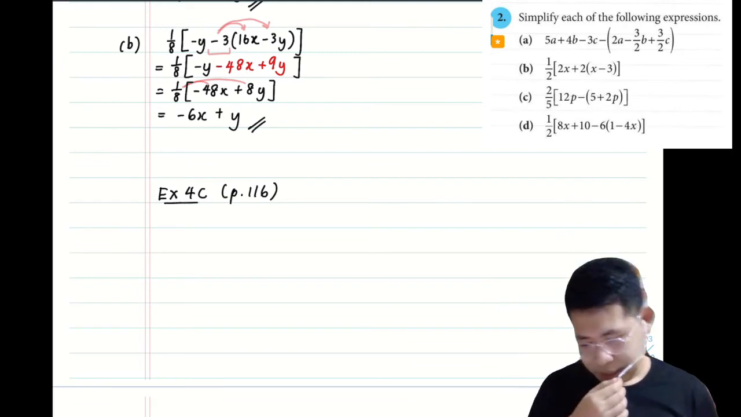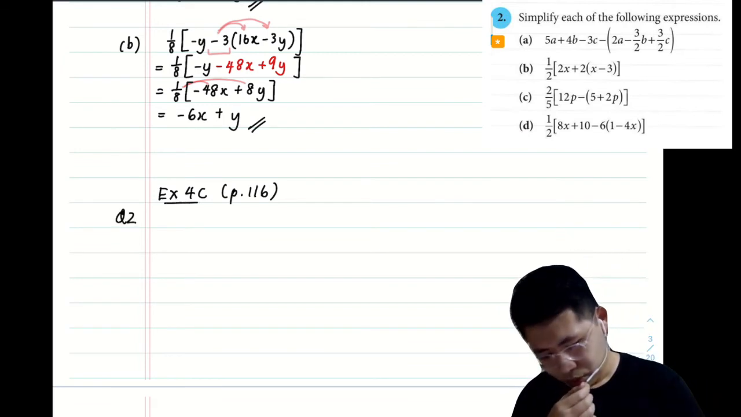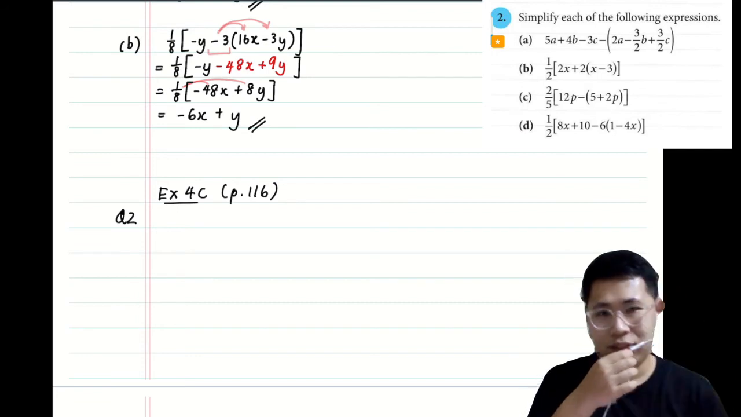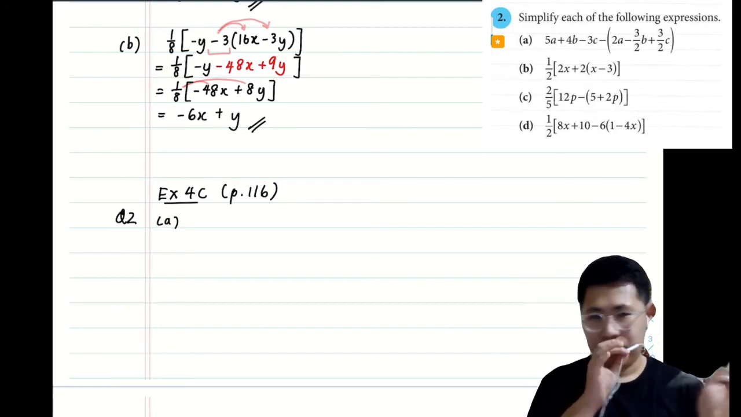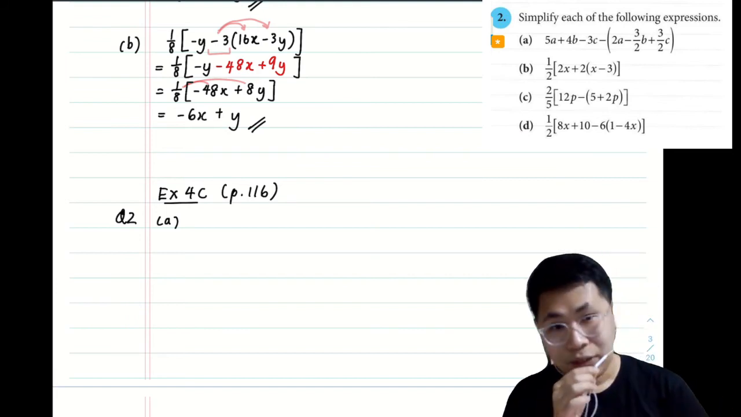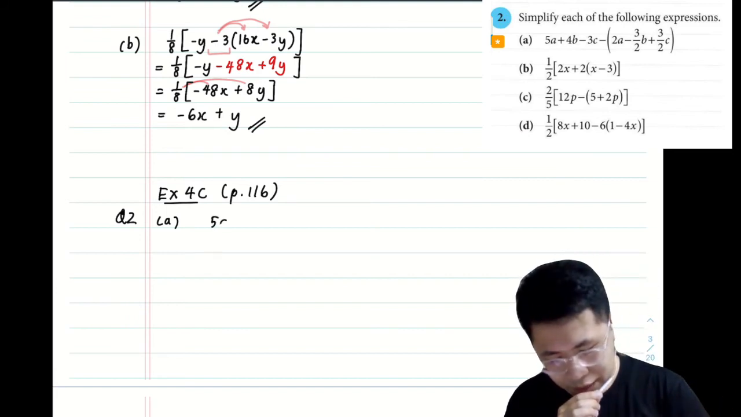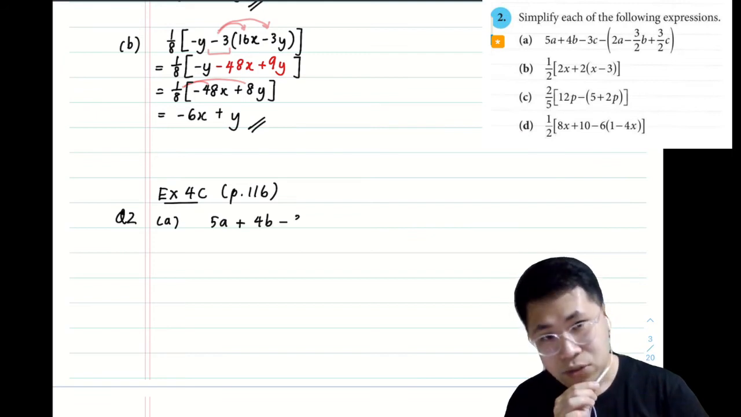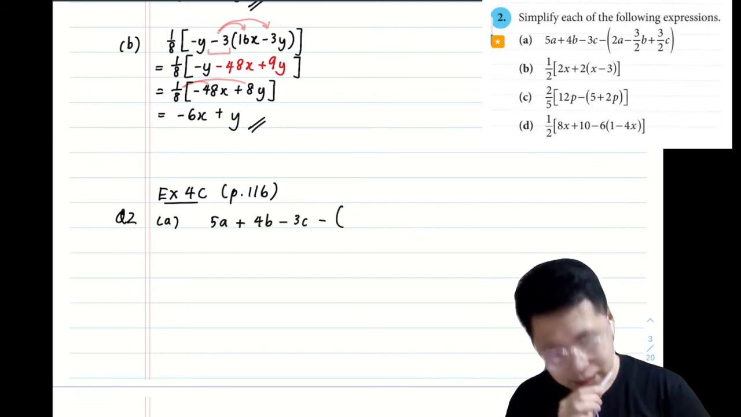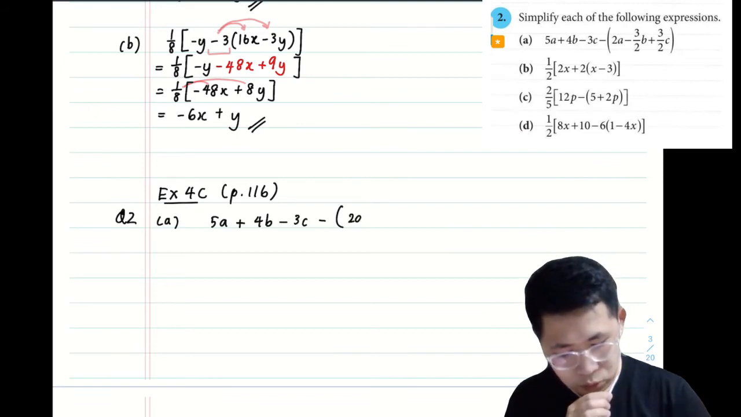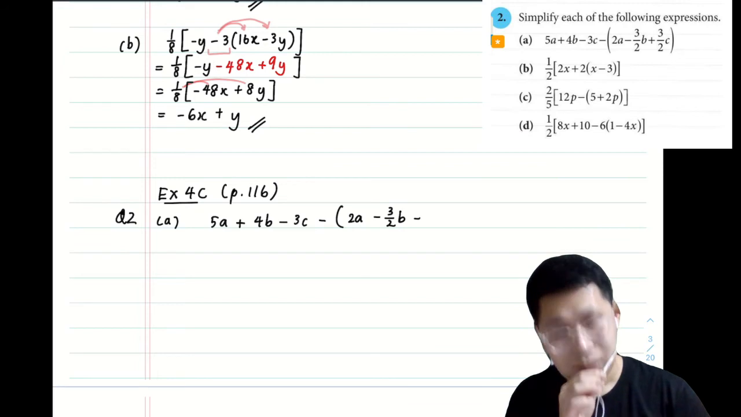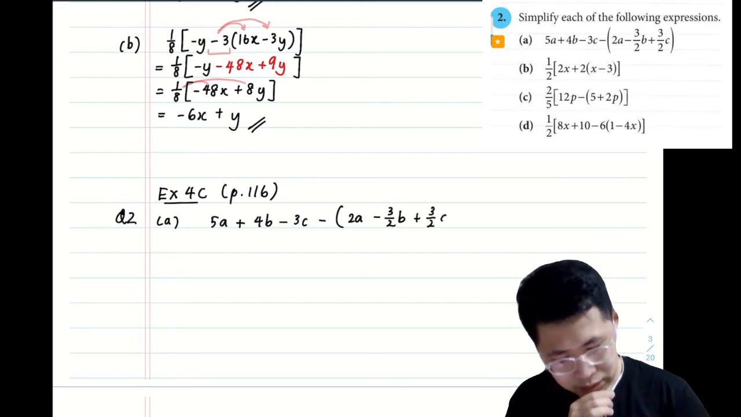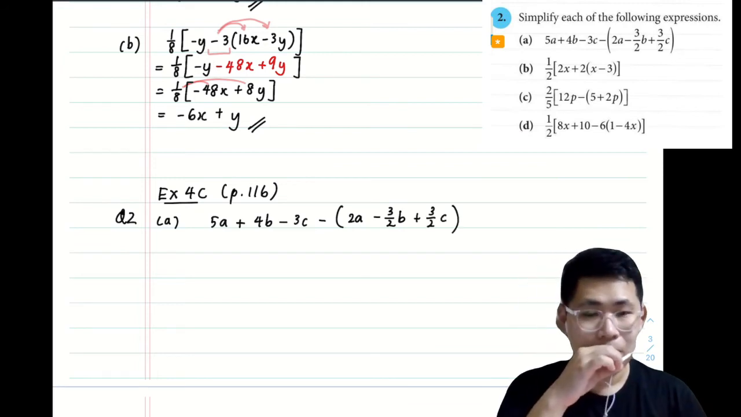Alright, so here let's look at question 2, which I've attached here. Let's look at part A. Now very easy, don't worry. We have our 5A plus 4B minus 3C minus the entire thing of 2A minus 3 over 2B plus 3 over 2C. Okay?